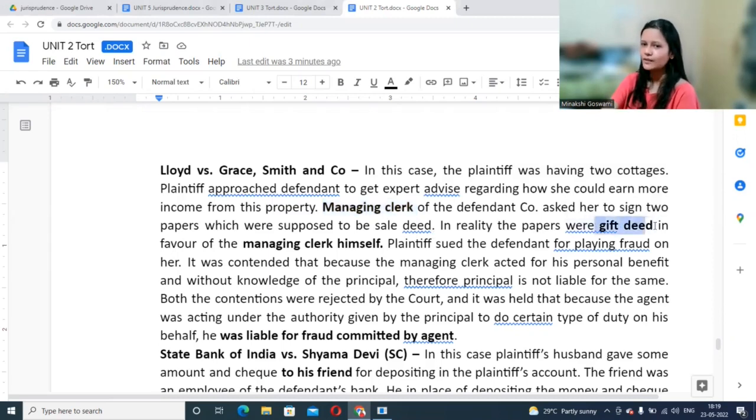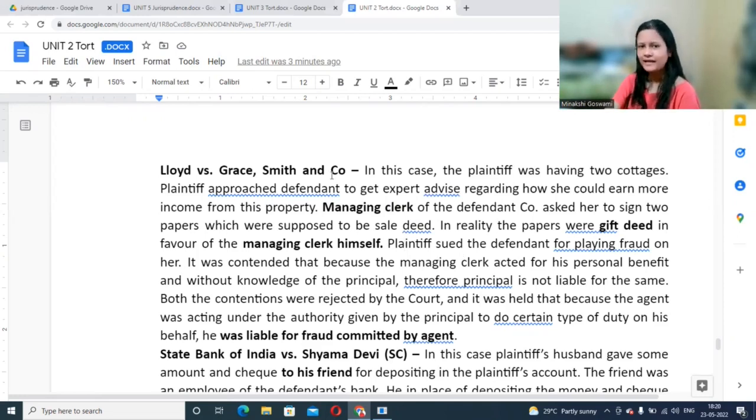These papers were gift deeds, that she is gifting those 2 cottages for free to the managing clerk, not to the company, to the managing clerk. So in reality, the papers were gift deeds in favor of the managing clerk himself. Later on, the plaintiff came to know about it. She came to know that it was not a sale deed, it was rather a gift deed.